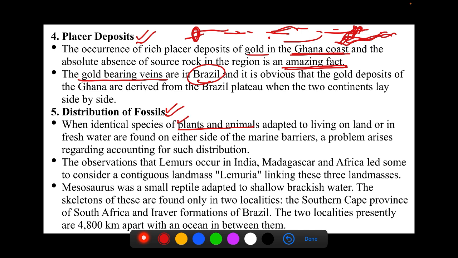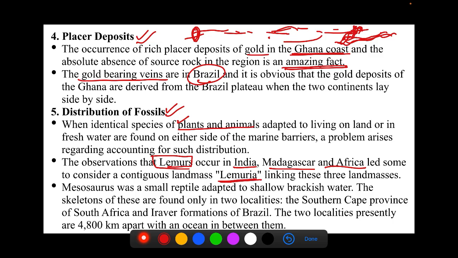So we know that there are different fossils in the present time, but similar fossils of the past which are not found now. For example, if we find a kangaroo fossil in India, we do not find it here. But if the fossils of kangaroos are found in India, we can somewhere conclude that India and Australia were together, right? For example, the observation that lemurs occurred in India, Madagascar and Africa led some to consider a continuous landmass, Lemuria, linking these three landmasses.